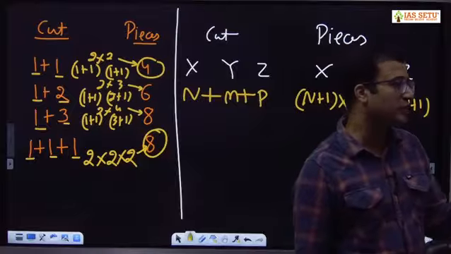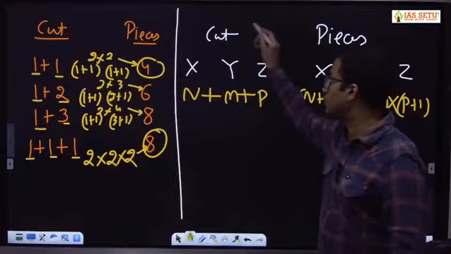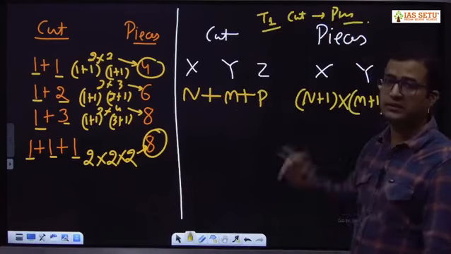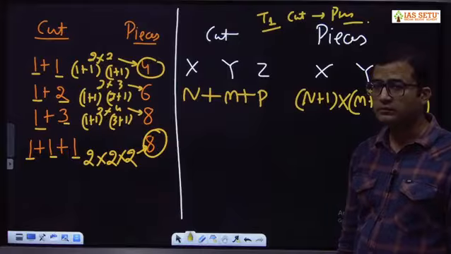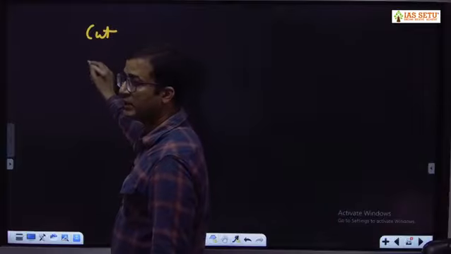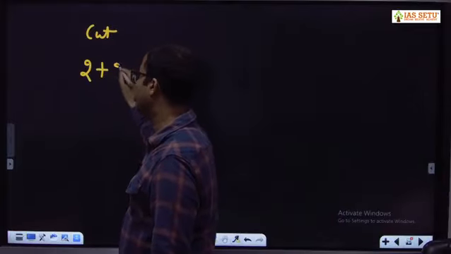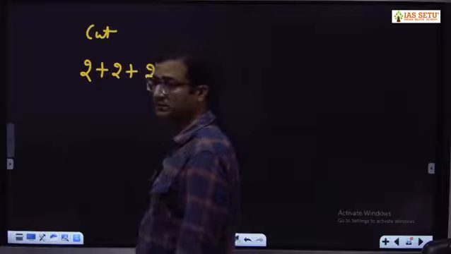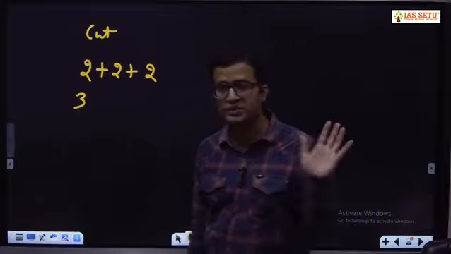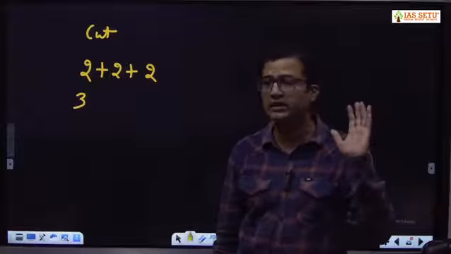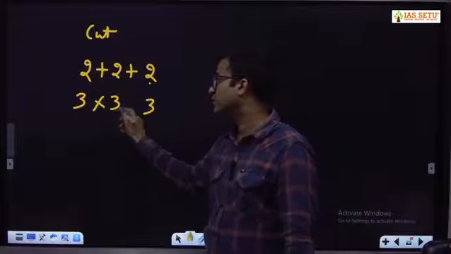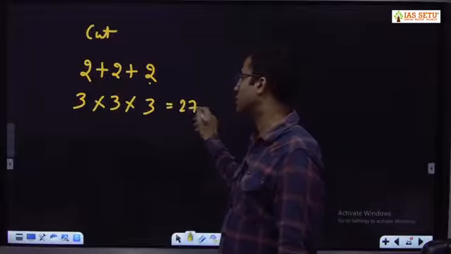Let me solve 2-3 more questions. Our type 1 questions are where the number of cuts is given and the number of pieces is asked. Like if the examiner says you make 2 cut on X, 2 cut on Y, 2 cut on Z, and asks how many pieces will be there. 2 cut gives you 3 pieces. Simple rule: add 1 and multiply. This 2 cut gives you 3 pieces. This 2 cut gives you 3 pieces. 3 into 3, 9 into 3, 27.